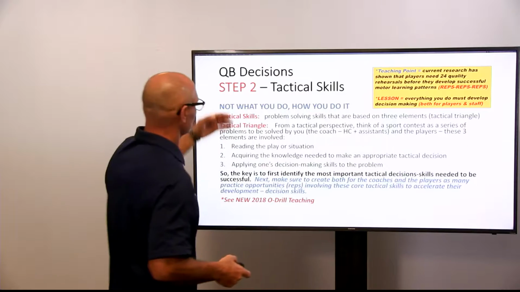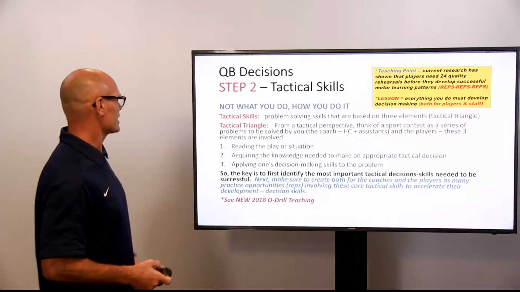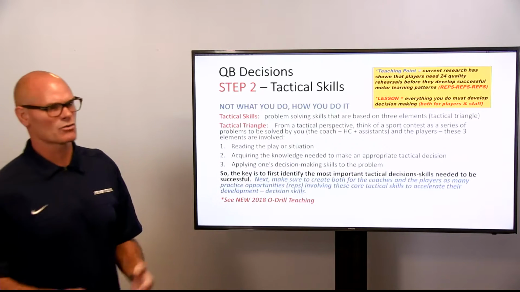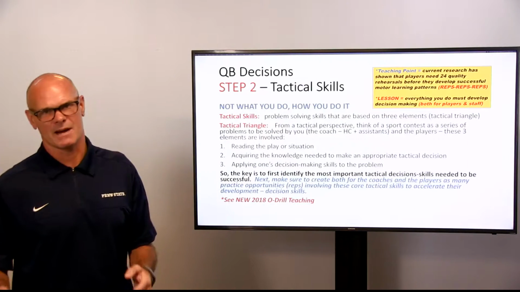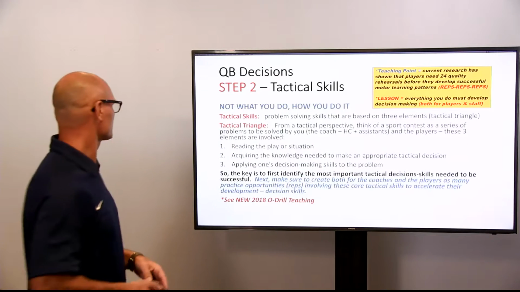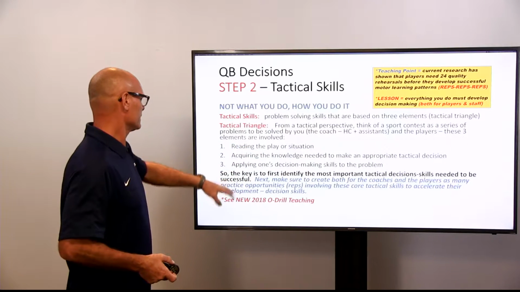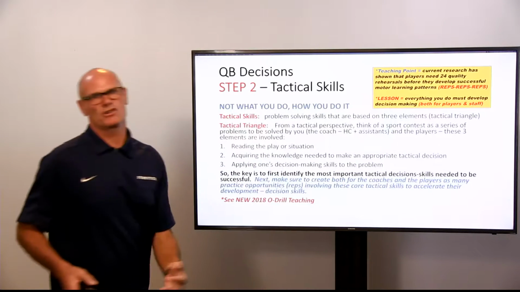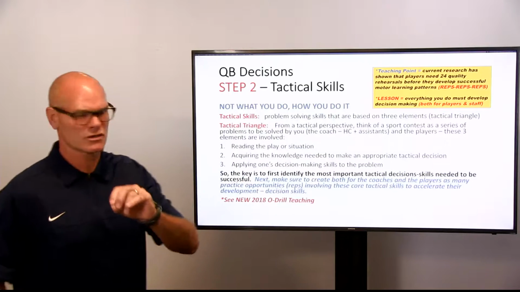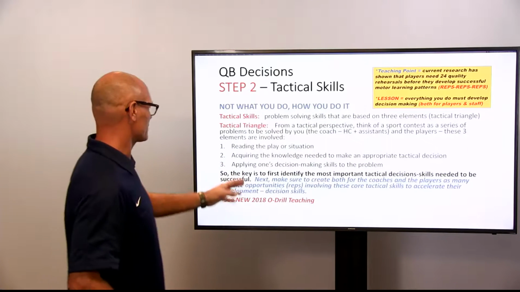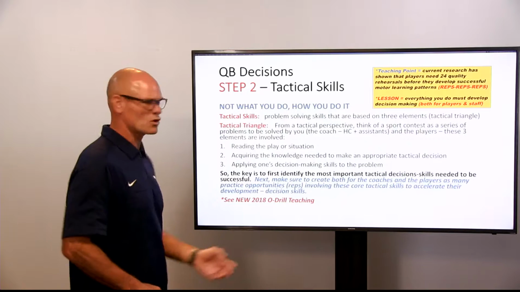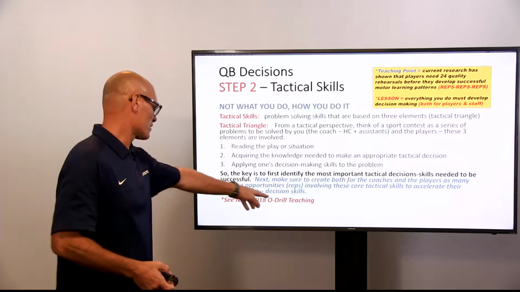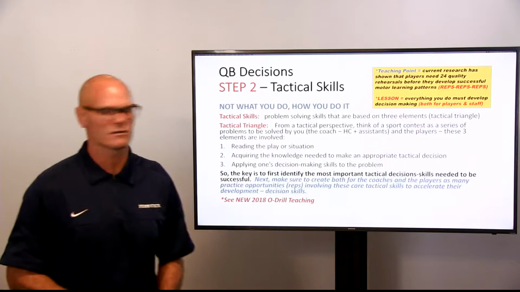Step 2 then, after technical, is to get into tactical skills. That is really the problem solving, where you're going to make decisions now. And the research shows this is what we need to spend a significant amount of time on, especially in the game of RPOs. Things we want to do is be able to read the play, acquire that knowledge for it, and then apply that decision making. The way to do that is to create, both for the coaches and for the players, as many practice opportunities as possible. You need reps to work on those core tactical skills or decision making that you're going to ask them to do in a game. Again, you can go to our drill teaching section and I'll give you a bunch of those.